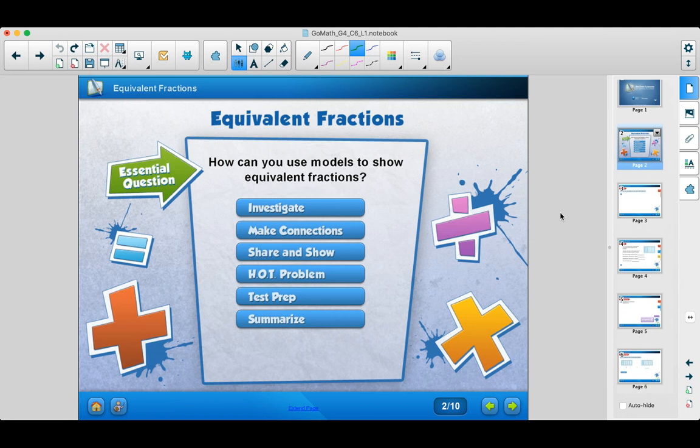Okay, boys and girls, this is Mrs. Oestreich, and today we'll be working in our Go Math, Chapter 6, Lesson 1. Our essential question is, how can you use models to show equivalent fractions? Okay, let's begin.